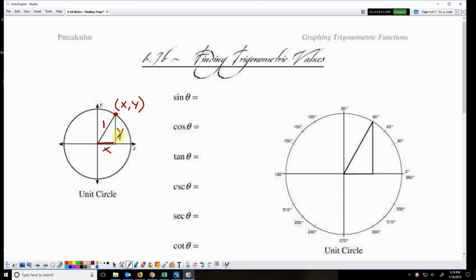Sine is the opposite over hypotenuse, that's y over 1, so sine theta is y. Cosine, adjacent over hypotenuse, is x over 1, so cosine is x. Tangent, opposite over adjacent, is y over x. Cosecant is the reciprocal of sine, so it's 1 over y. Secant is the reciprocal of cosine, 1 over x. And cotangent is the reciprocal of tangent, x over y.